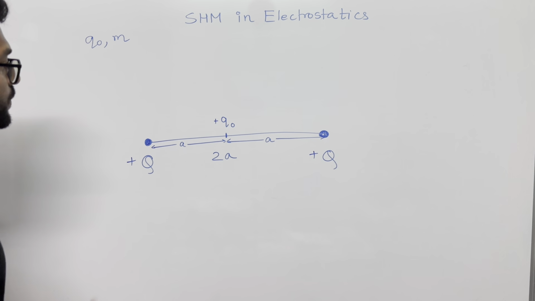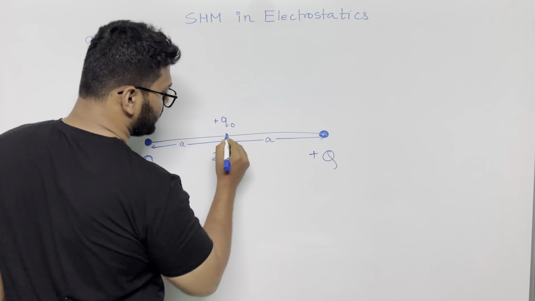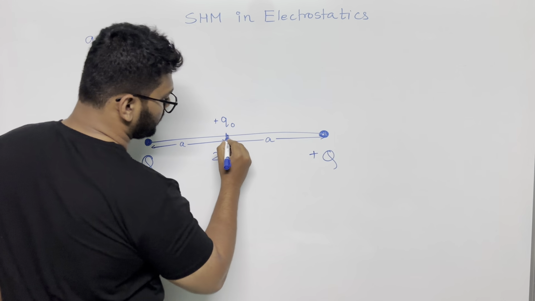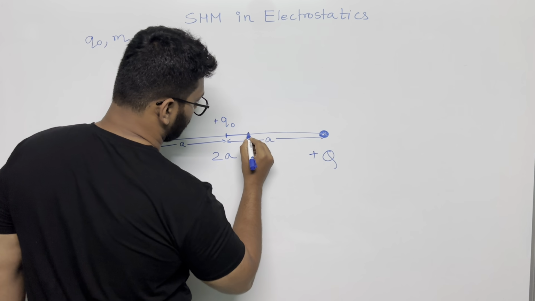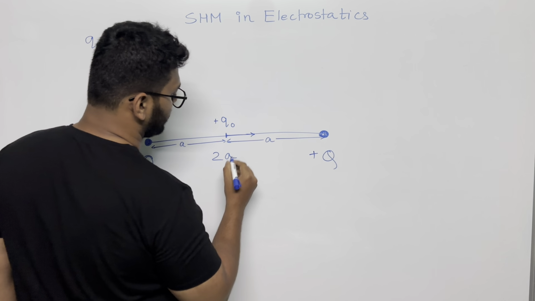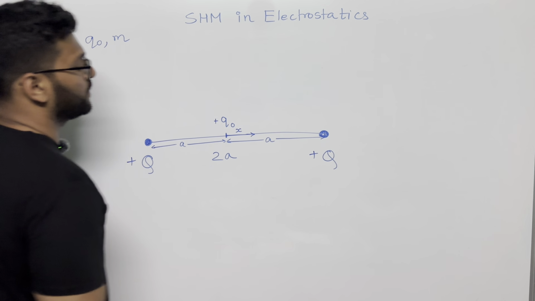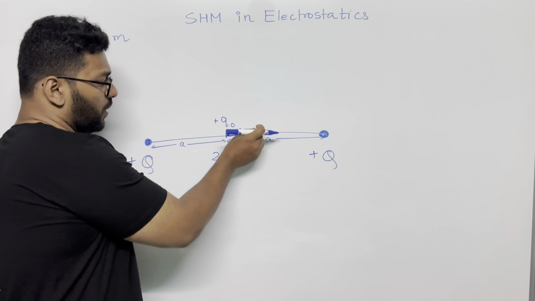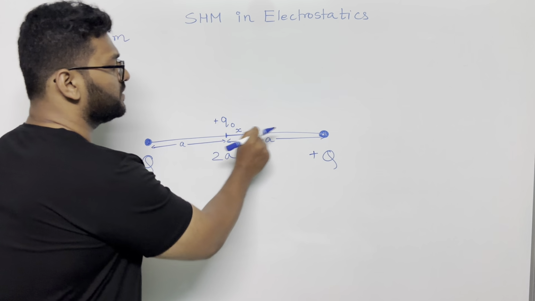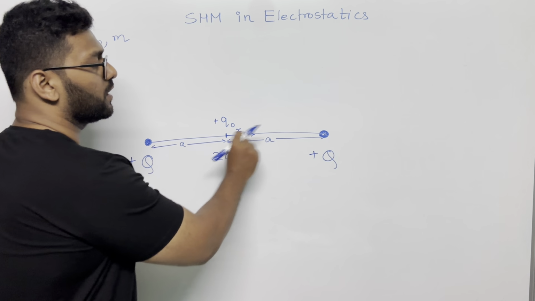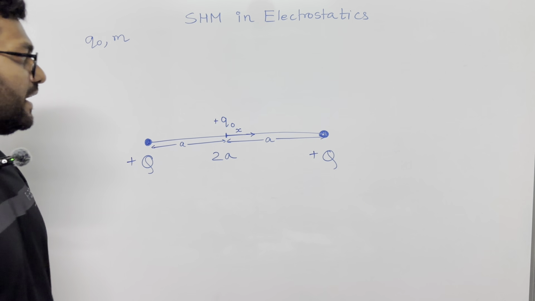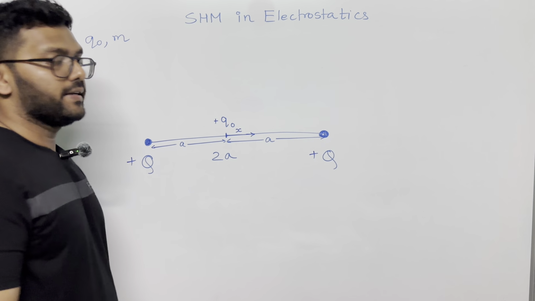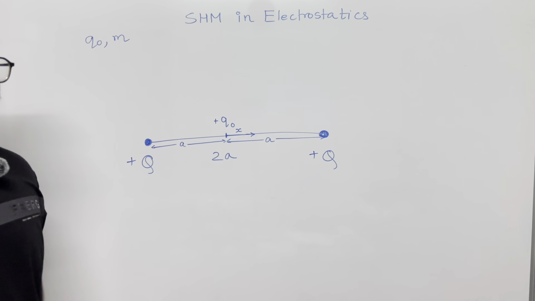What they are saying is that they displace this Q0 in one of the directions. Let's say in this direction they displace it by an amount x, and when we displace it by a small amount x in this direction, it starts performing simple harmonic motion, and they are asking what is the time period of that simple harmonic motion.